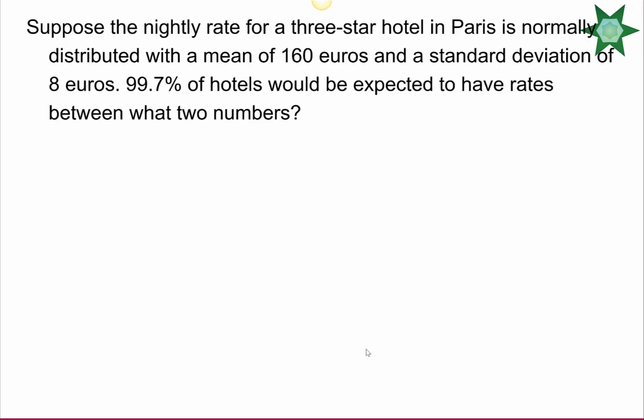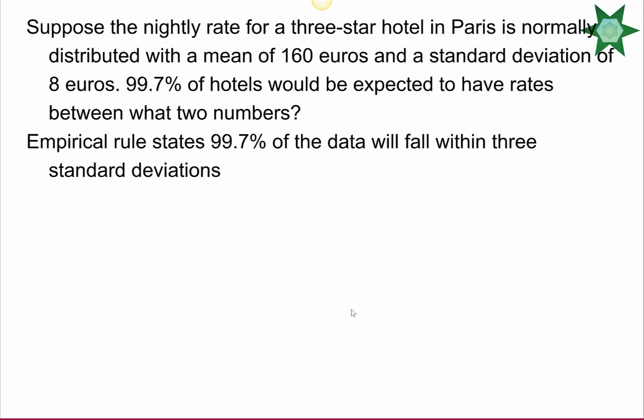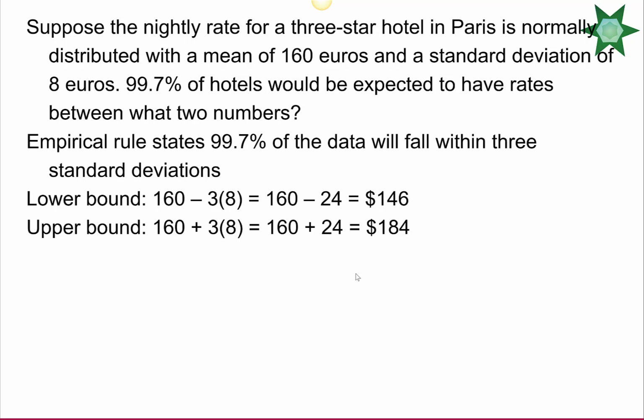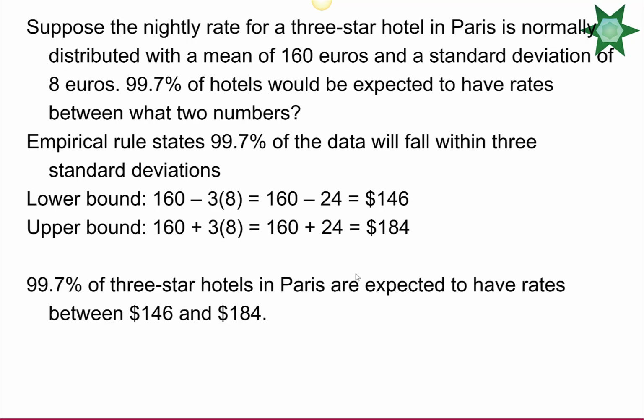Same scenario for the 3-star hotel. 99.7% of hotels would be expected to have rates between what 2 numbers? Okay, the empirical rule states 99.7% of the data will fall within 3 standard deviations. So on the lower side, I'm going to subtract 3 standard deviations, and I get 136, and on the upper side, I get 184. So 99.7% of the 3-star hotels in Paris are expected to have rates between 136 and 184 euros.